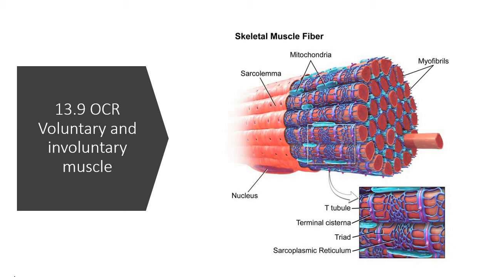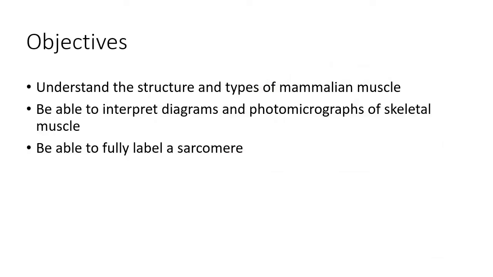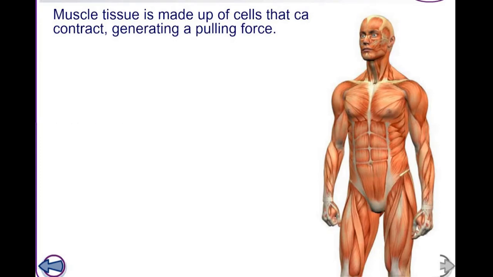In this lesson we're going to look at voluntary and involuntary muscle of mammals. By the end of the lesson, what we should be able to do is understand the structure and types of mammalian muscle, interpret diagrams of photomicrographs, and be able to fully label something called a sarcomere. So we're going to start off with a bit of an introduction on different types of muscles.